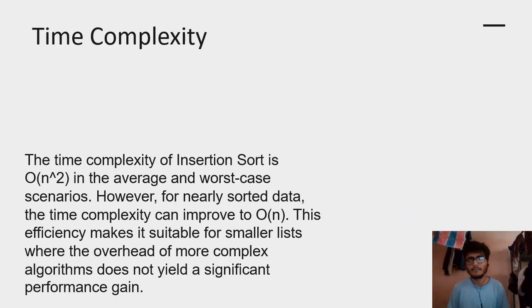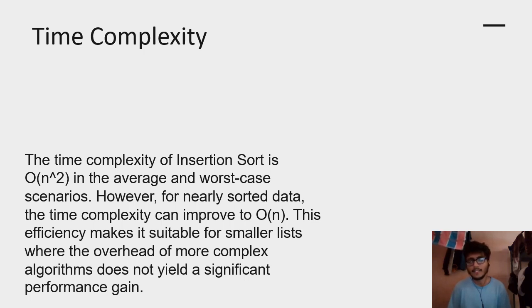Okay, now let's dive into performance. The time complexity of insertion sort depends entirely on the input. In the worst case, say when the input array is completely reversed, every new element has to be compared with everything before it and moved to the beginning. That's big O of n squared time. But in the best case, where the array is already sorted, each element only needs one comparison. That's big O of n time.